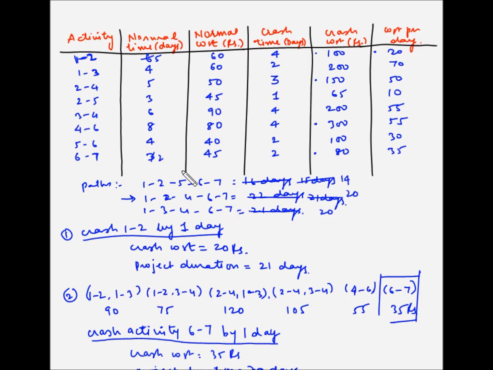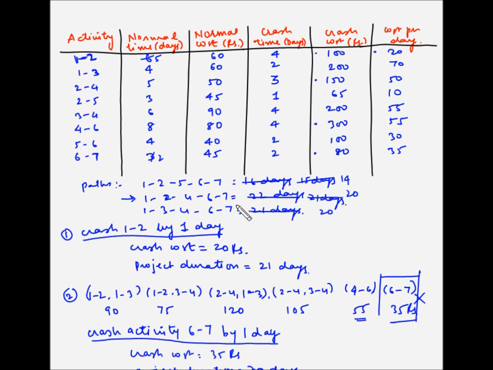Now we have already exhausted the crash time for activity 6 7. So this is gone. Now the next lowest crash cost is for activity 4 6. So this is the activity 4 6. And the number of days that we can crash this activity for is 4 days. So 8 is the normal time and crash time is 4 days. So now let's confirm if we can crash this activity by 4 days and still not have the critical path changed to a different path in between.